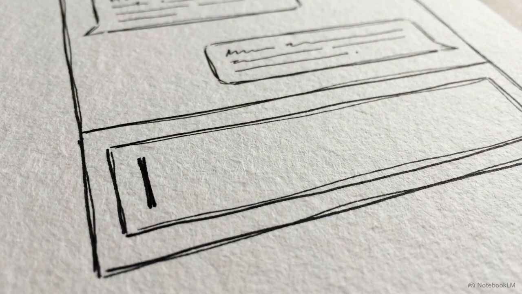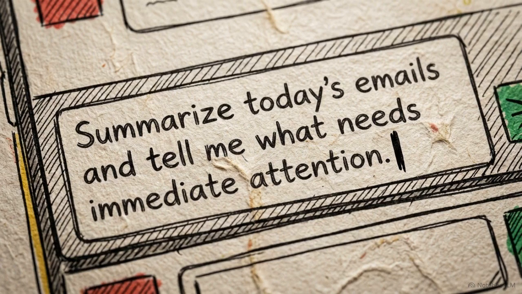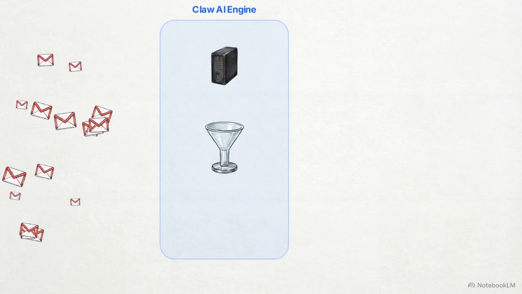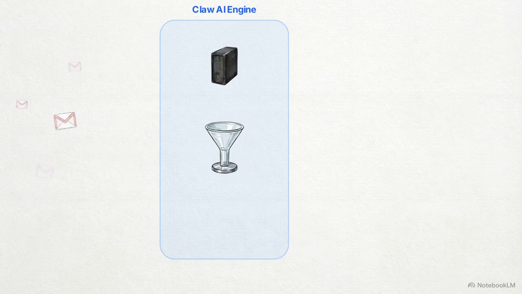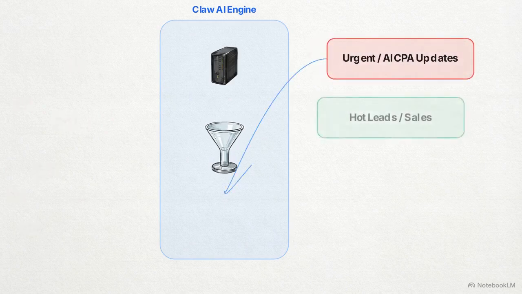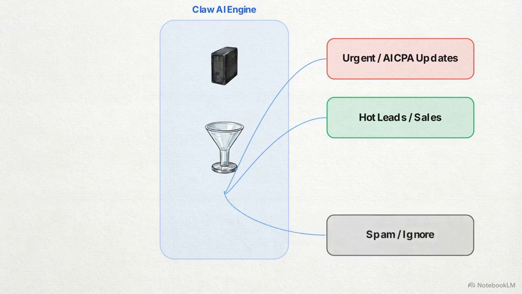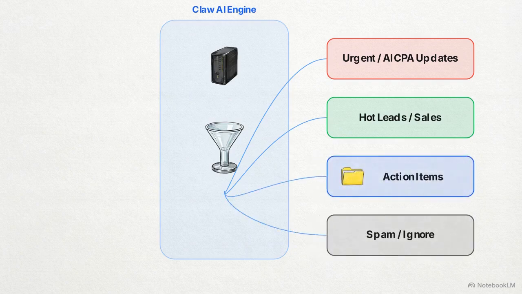With the connection established, let's head back to the Claw messaging interface and assign your assistant its first task. Type this exact prompt: summarize today's emails and tell me what needs immediate attention. This diagram shows how Claw handles the prompt. It acts as a sorting funnel, analyzing the raw, chaotic data of your inbox and categorizing it into clear stacks: urgent items, hot leads, spam, and action items.